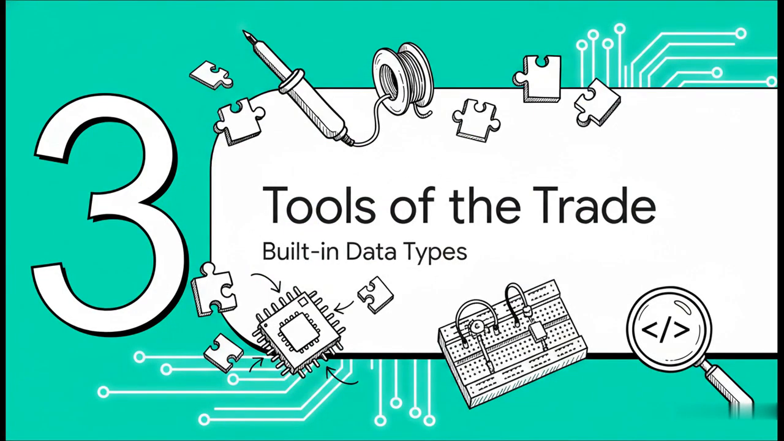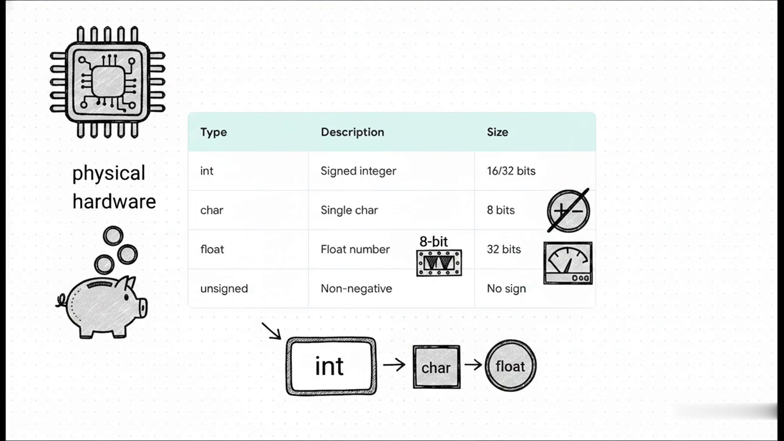Let's dive into part three, the tools of the trade. The crucial concept here is selecting the right container for your data. In embedded systems, memory is incredibly precious. You simply can't afford to waste it. So you have int for your standard signed integers, which takes up 16 or 32 bits. But what if you only need to store a quick status update or a single character? Well, you'd use a char, because that only costs you 8 bits of memory.